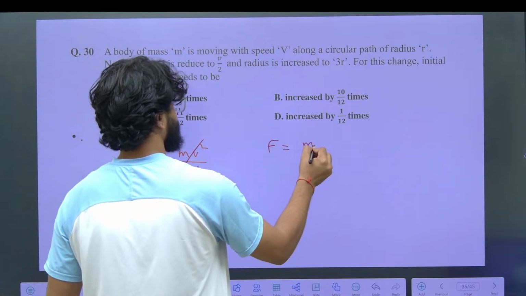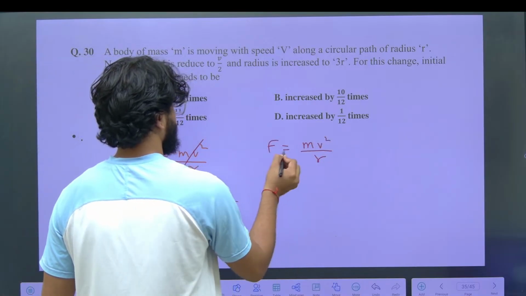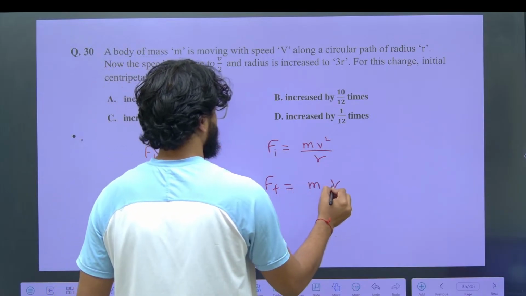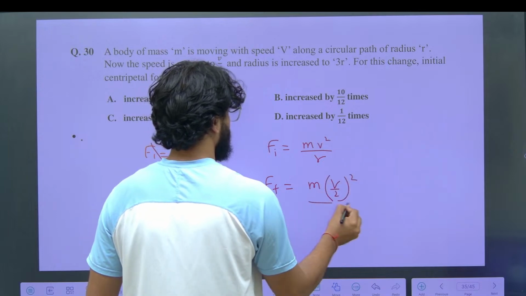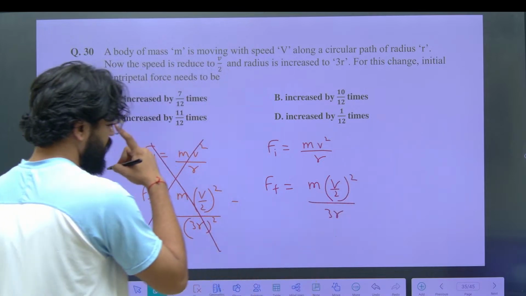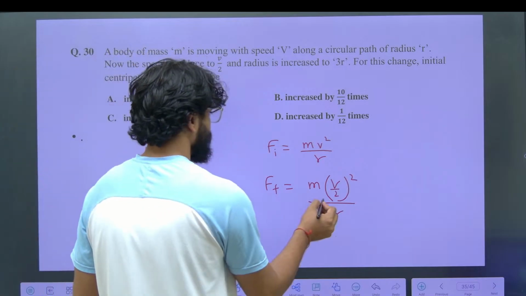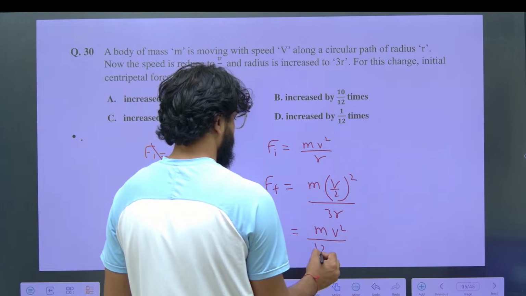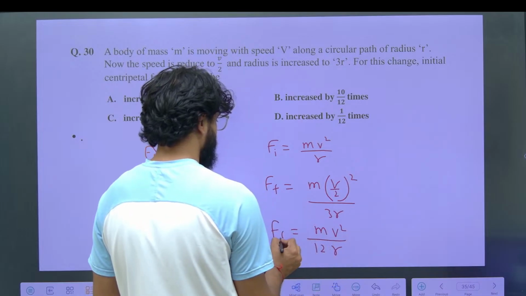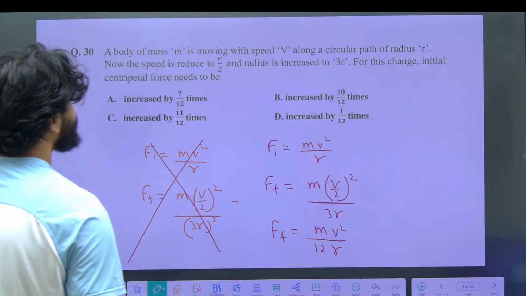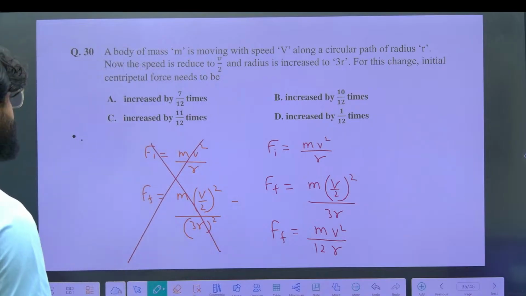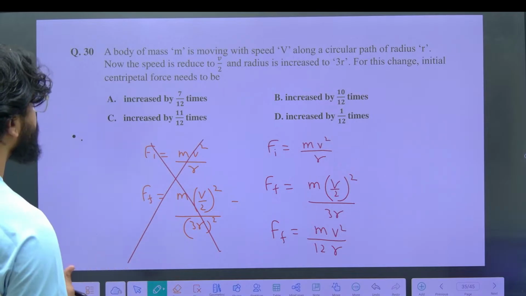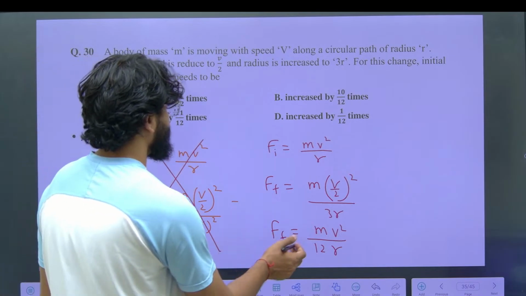F initial is mv square by r. F final is m into v by 2 whole square upon 3r. Okay, so it will be mv square upon 12r. Correct? Okay, so that is F final. So for this change, initial centripetal force needs to be, okay, that is final, that is initial.